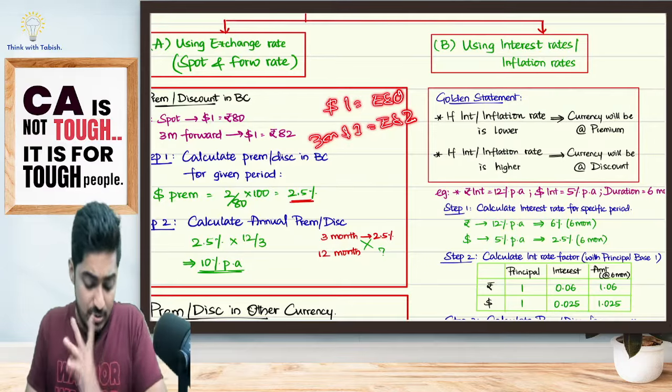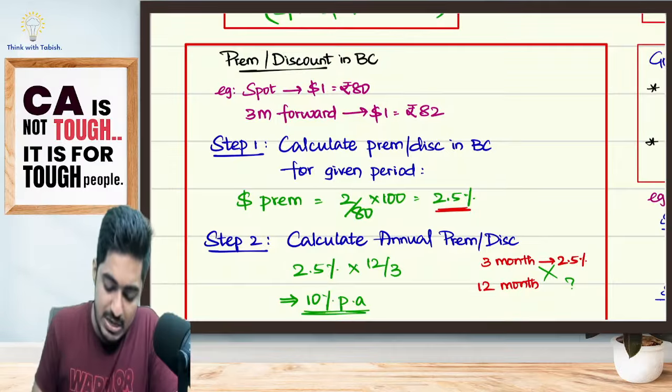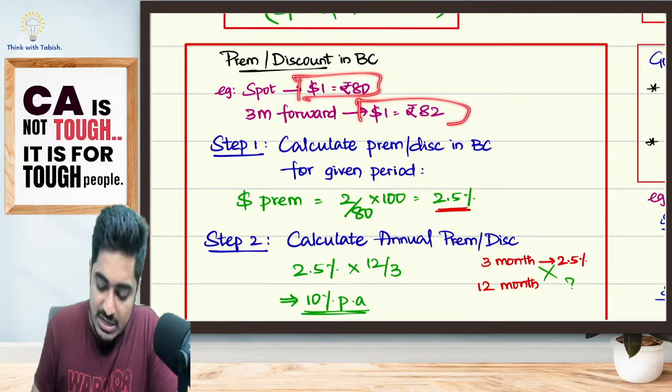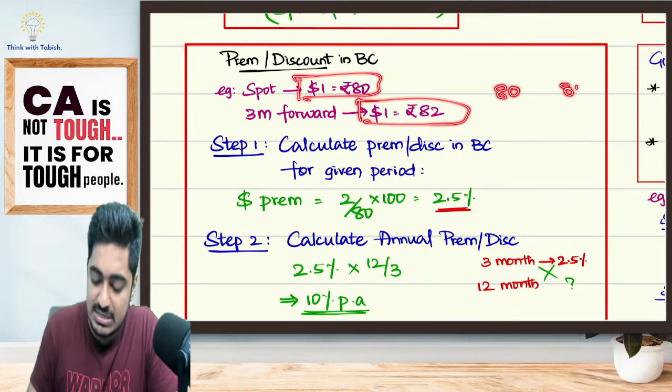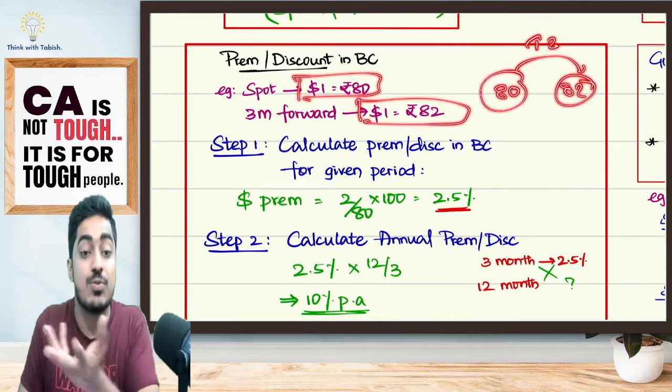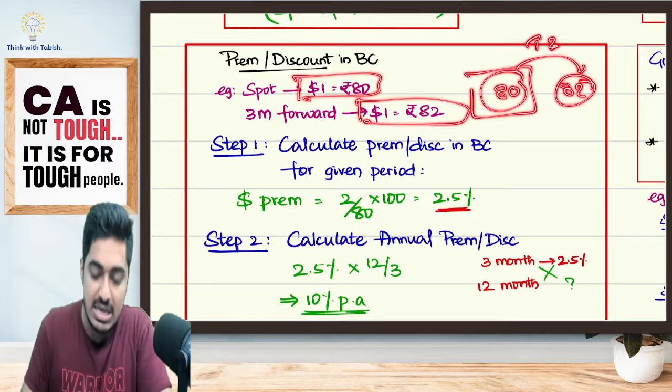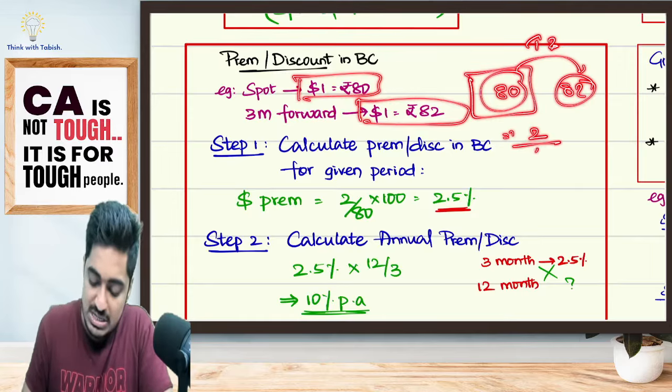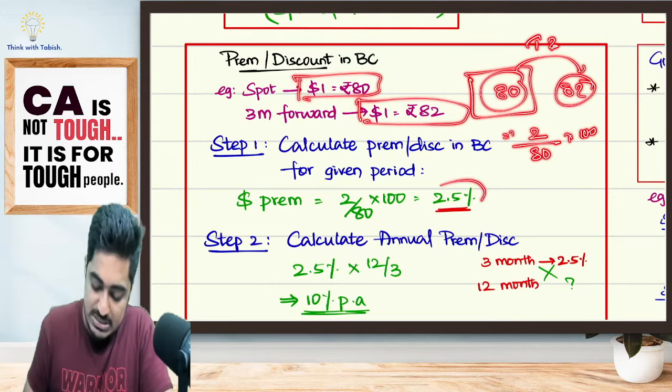Formulas are there, but we are not going to touch the formula. A very simple way. Imagine today $1 is 80. 3 months later, it is becoming 82. From 80, it has reached 82. That means what happened to the dollar? The dollar has increased by 2 rupees. From where? Where it was originally: 80 rupees. So I'll say 2 rupees it has increased from 80. So whatever the percentage is, you got it.